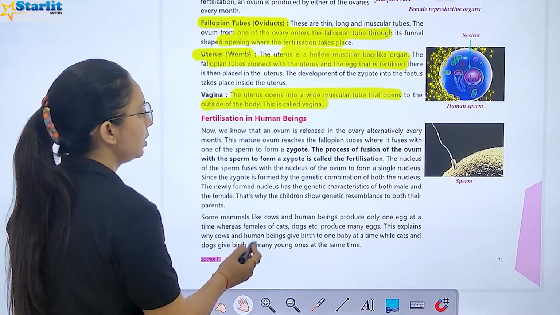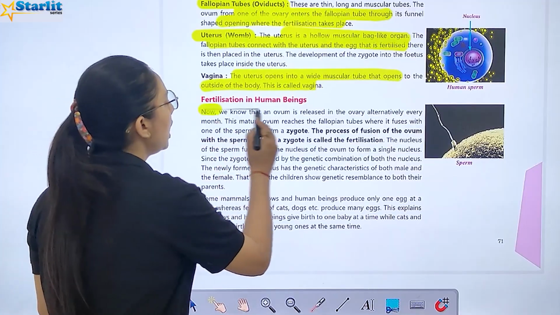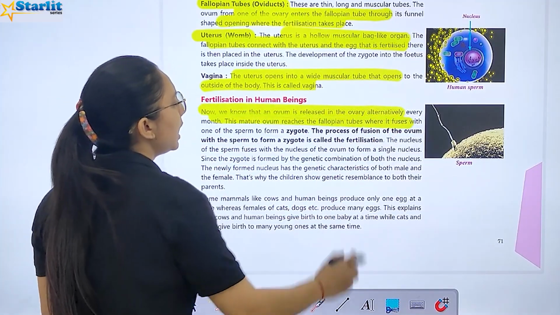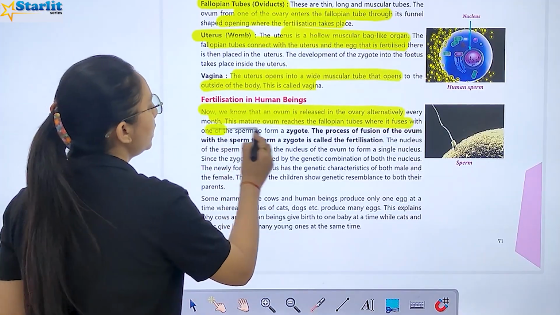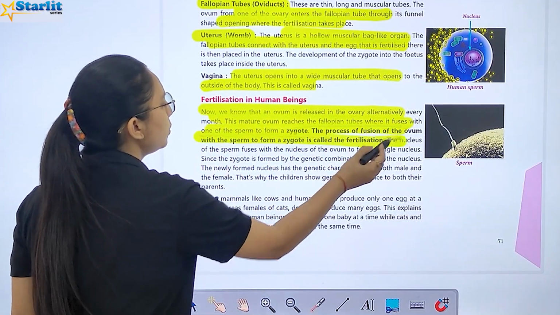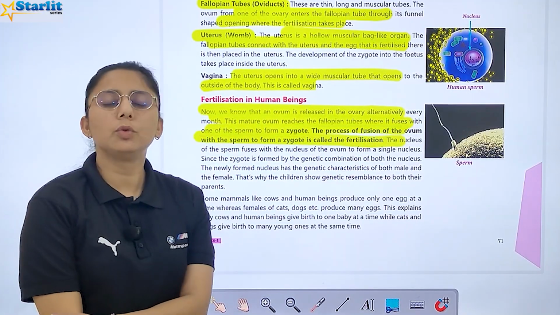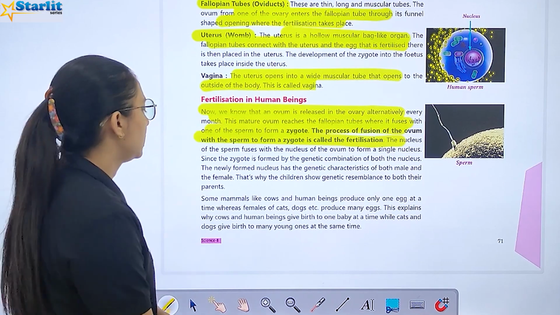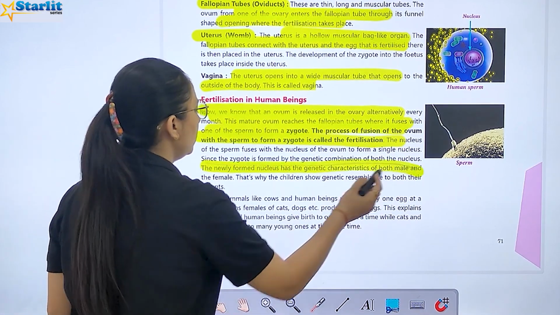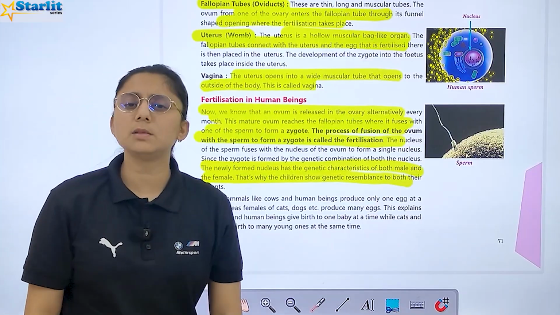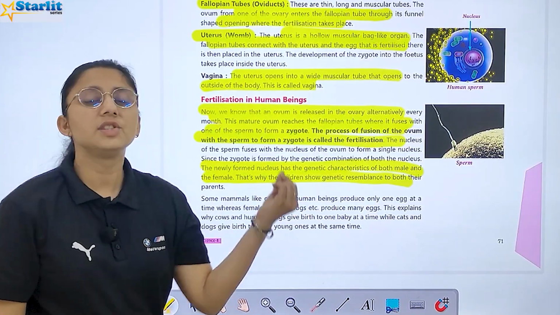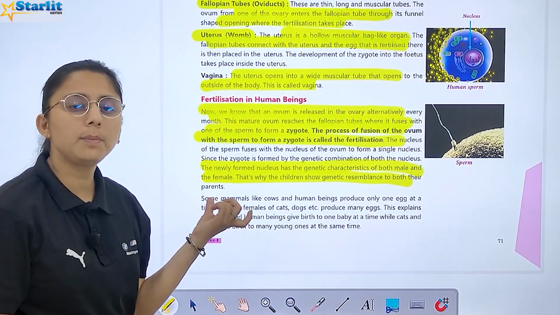Now fertilization in humans. So now we know that an ovum is released from the ovary alternately every month. It matures and reaches the fallopian tube to form a zygote. The process of fusion of the ovum with the sperm to form a zygote is called fertilization. Right? The newly formed nucleus has genetic characteristics of both male and female. That is why children show genetic resemblance to both their parents.